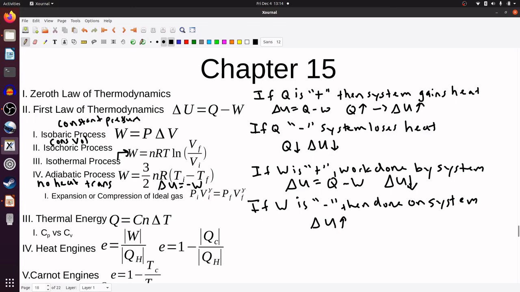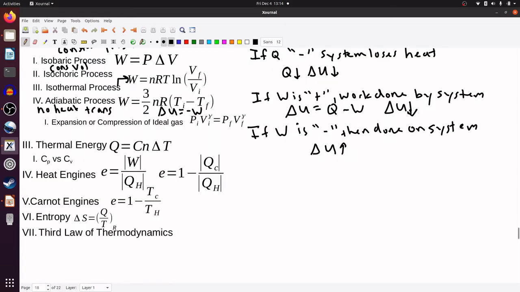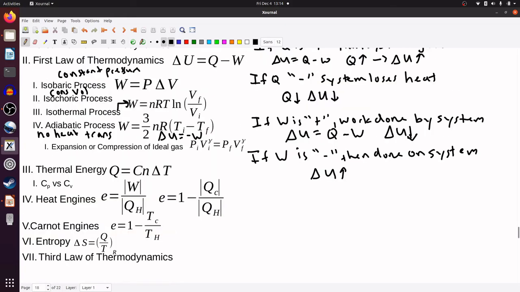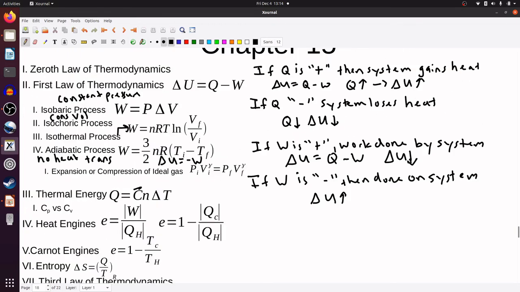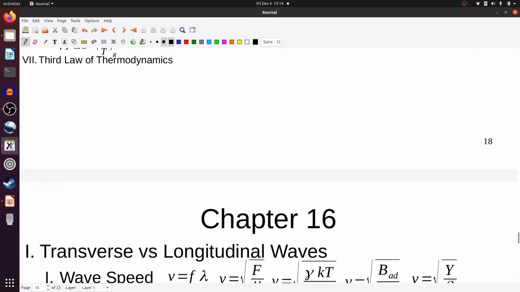We also learned about thermal energy with respect to molar specific heat. That's that capital C right here. And we also learned about efficiency, Carnot engines, entropy, etc. I could keep talking about it forever, but I'm just kind of trying to highlight the main points here.